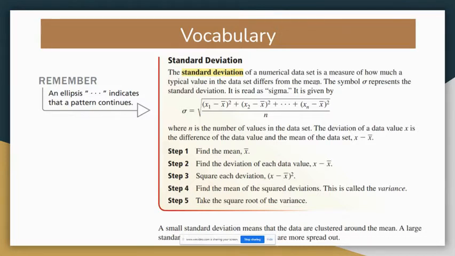When you deviate from something, that means you go away from it. So we are looking for how our data set moves away from the mean, either bigger than the mean or smaller than the mean. Okay, so there are a number of steps, and we're going to walk through each one.